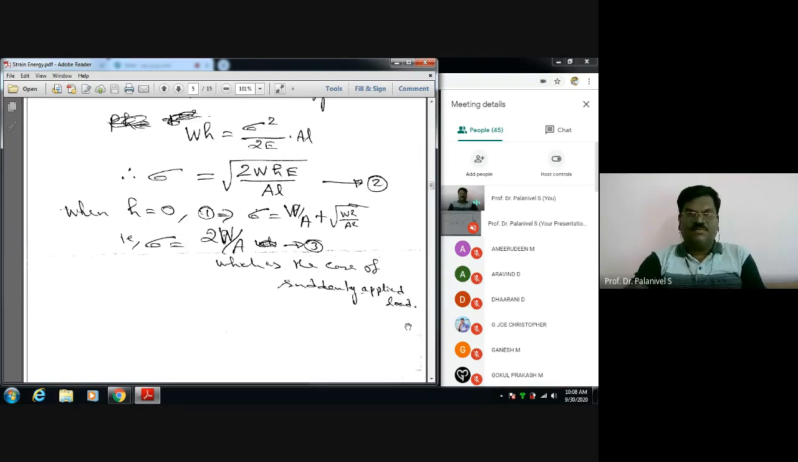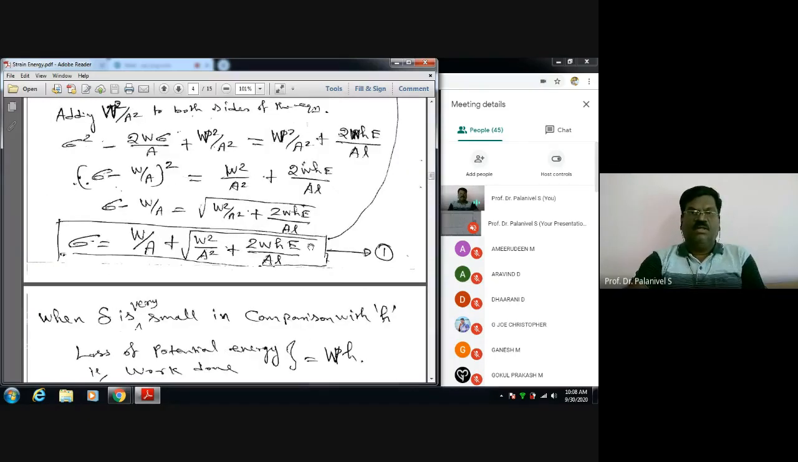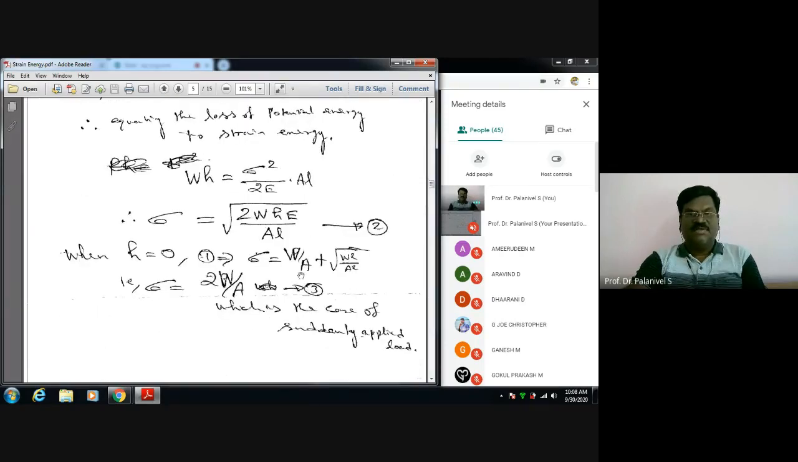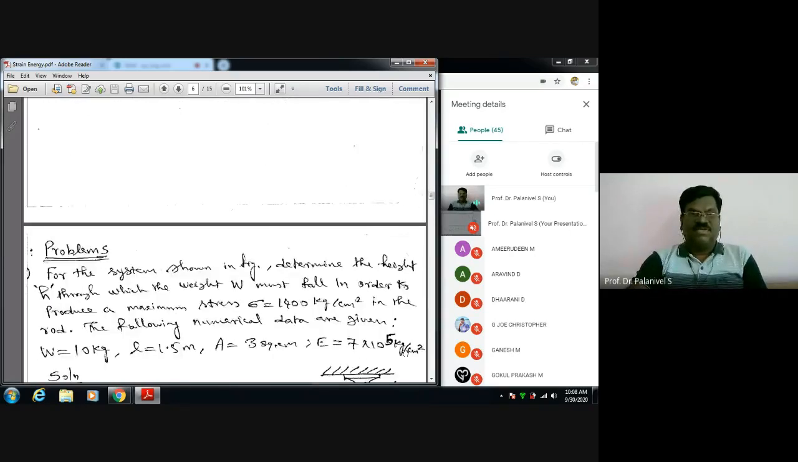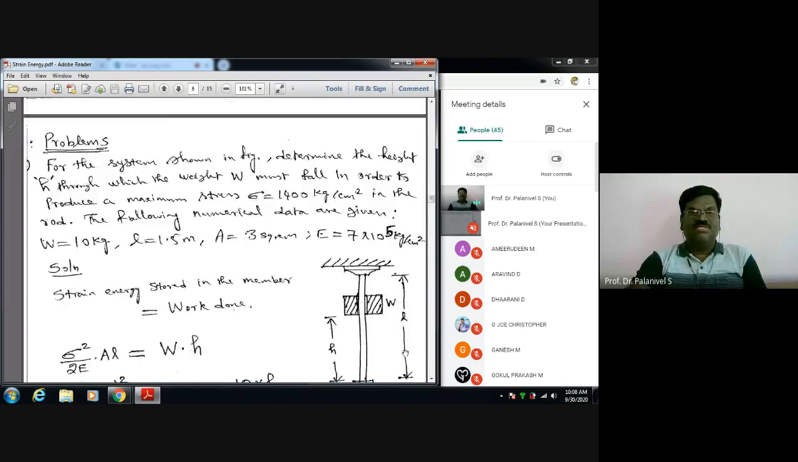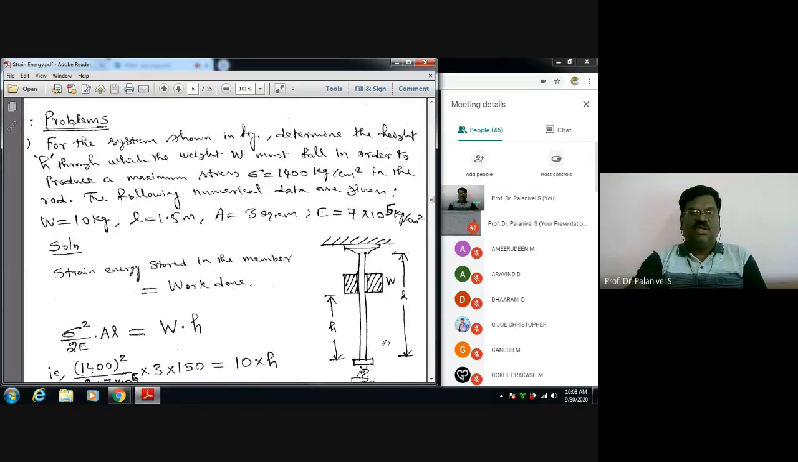So we got an expression for impact load. Suppose the weight is not falling from a height H, it is suddenly kept on the collar. What will happen? H becomes 0. If you substitute H equal to 0, you get the case of suddenly applied load. Just now we have seen 2P by A, and here 2W by A, which is the case of suddenly applied load. This way we are validating the expression obtained. Using the concept, we can do a lot of numerical problems.